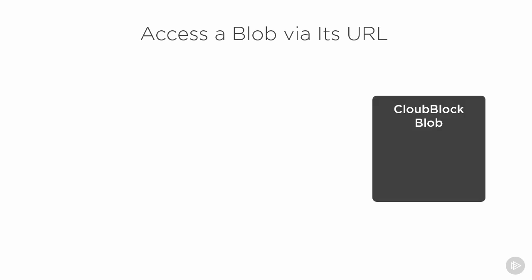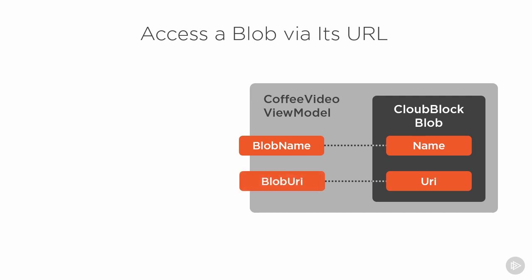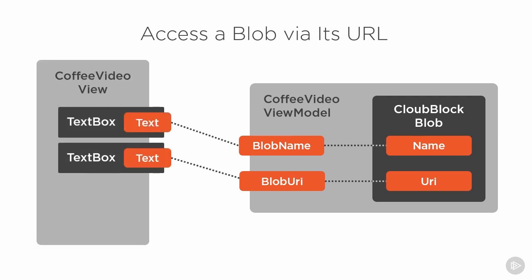As you know, the Cloud Blob class has the properties name and URI, and that URI property contains the URL to the blob. In the UWP application, a Cloud Blob instance is wrapped with a Coffee Video View model. That Coffee Video View model exposes the name property of the Cloud Blob instance to the user interface via its own blob name property. It also exposes the URI property via its own blob URI property. In the user interface, which is in this case the Coffee Video View, we have text boxes that display the values of the blob name and the blob URI property of the view model. This is what you already know.